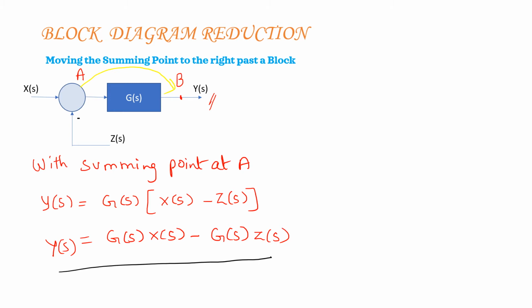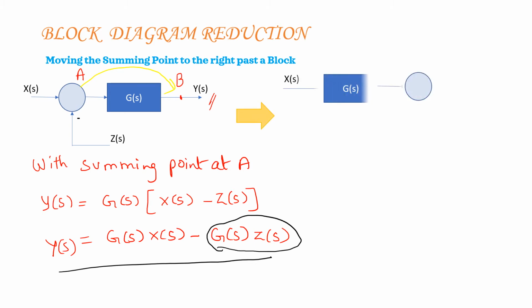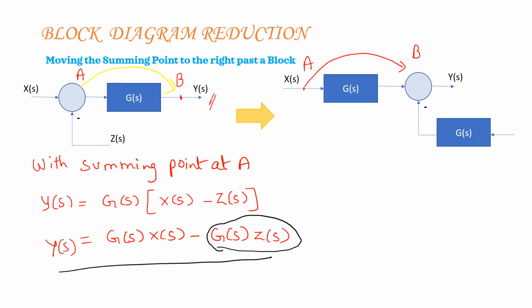So what do I need to do? If I add a block, so I have to shift this summing point, so I will add a block which will give me a product which is equal to z of s into g of s. So now this is the summing point which is shifted to B. This is point A, this is B now, summing point shifted to B.